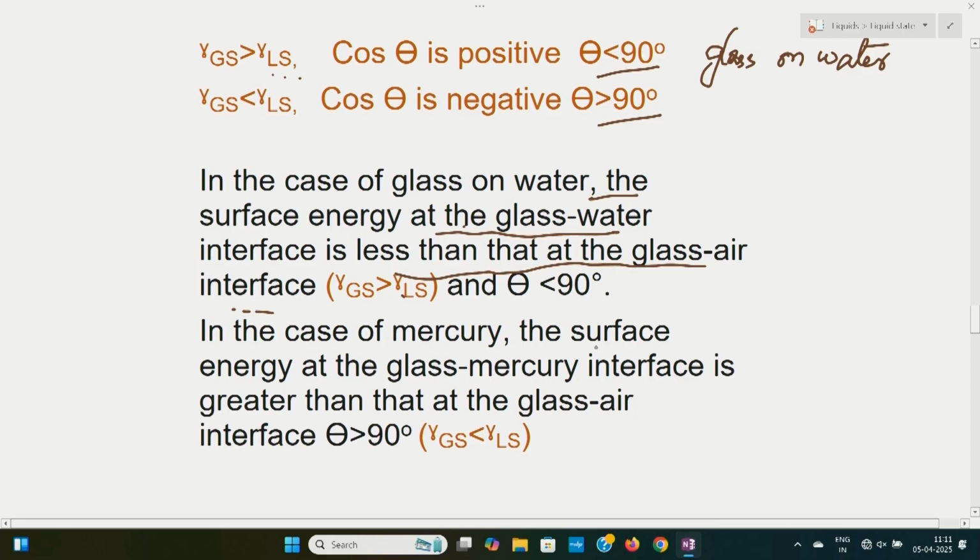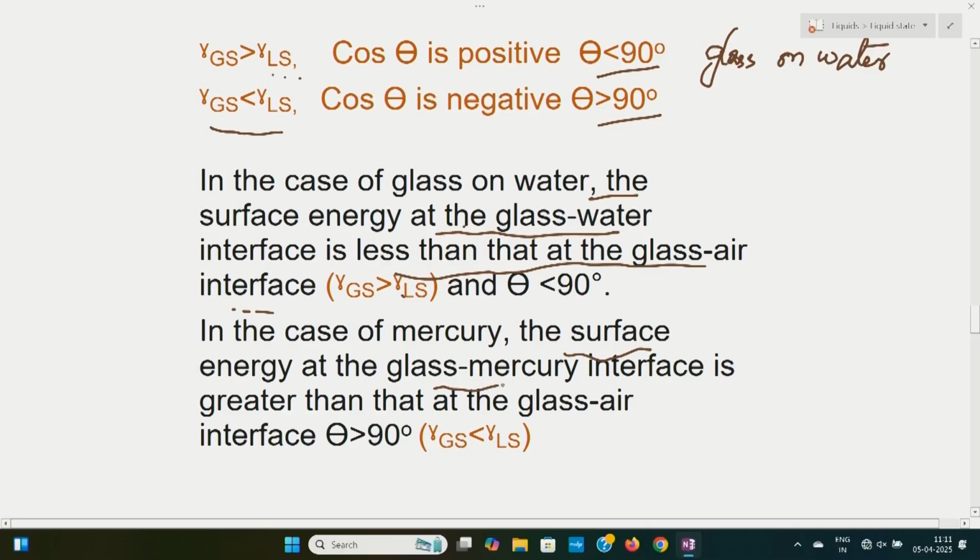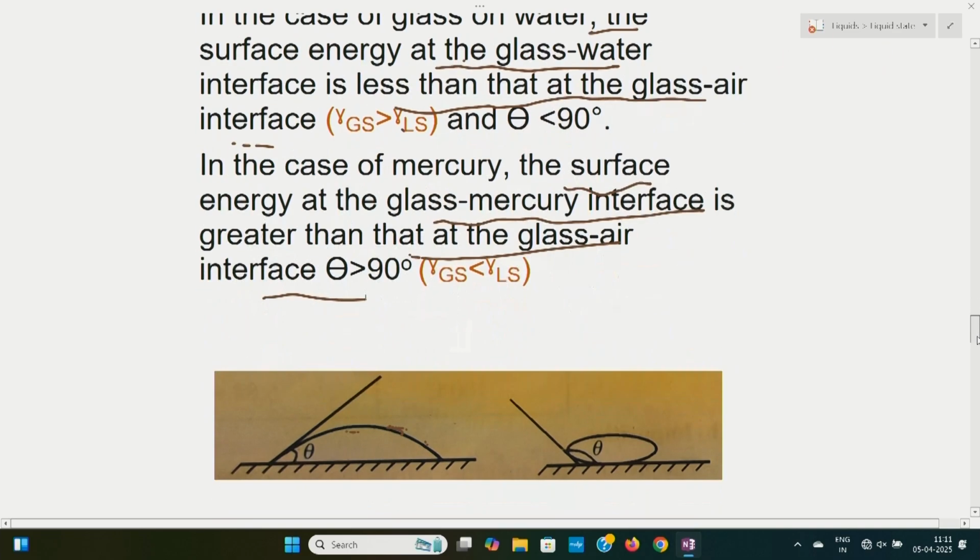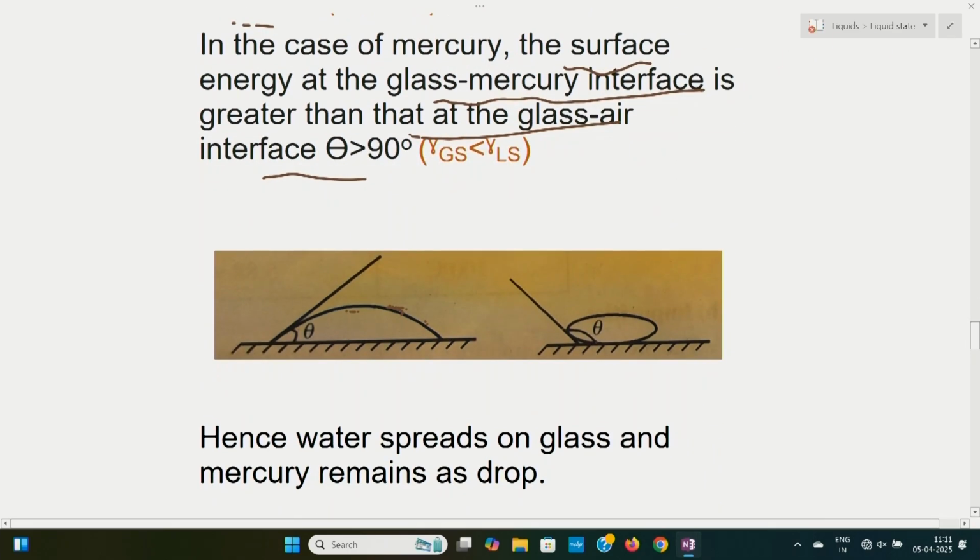What will happen in the case of mercury on glass? That is the second case: the surface energy of the gas-solid interface is less than the surface energy of the liquid-solid interface. In other words, the surface energy at the glass-mercury interface is greater than that at the glass-air interface. Theta is greater than 90 degrees. When mercury is on glass, it will be a drop.